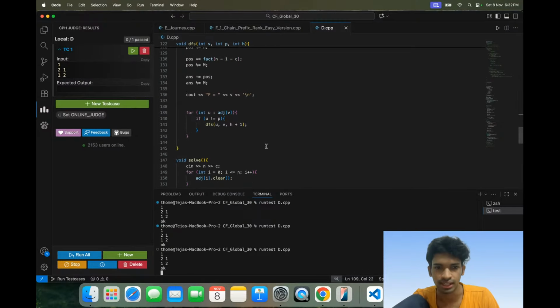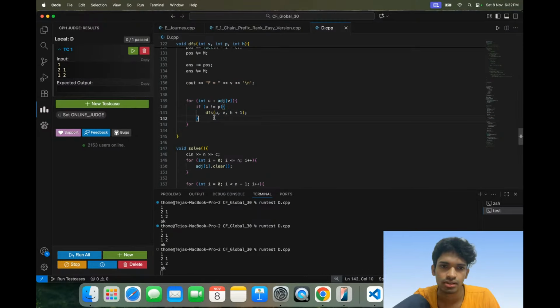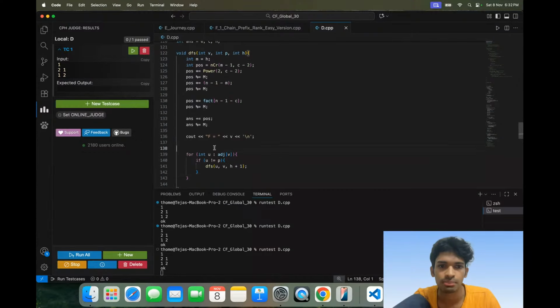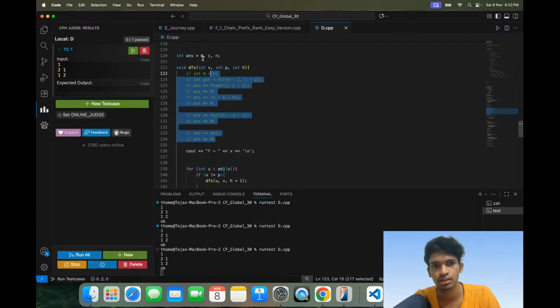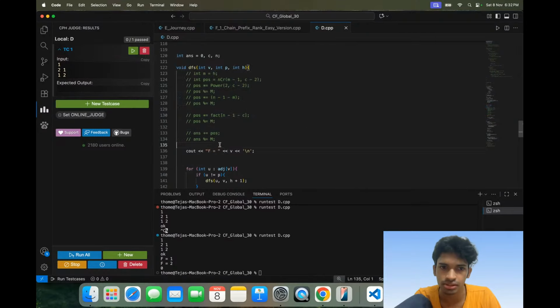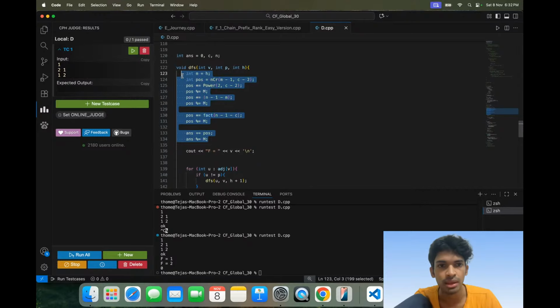Let me debug this. What's happening here? Why is it going forever? It should not, right? Let me just remove these things. Keep the simplest DFS possible. Okay, they have some error. What issue can they have?